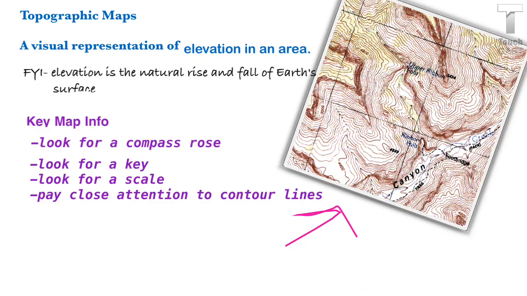Okay, since this is a map, you do have some key things you need to look for. Look for your compass rose. Sometimes it's there, sometimes it's not. Look for a key, look for a scale, and pay close attention to contour lines.